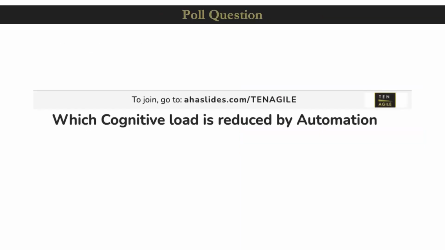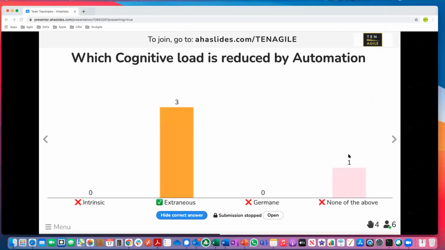So we've talked a little bit about the cognitive load. We've talked about the three categories of the cognitive load. And in order to try and create a team-first environment where we can have the team make use of the most mental capacity that they have available to focus on items that are germane to the problem, the question I'm asking here is, which cognitive load is reduced by automation?